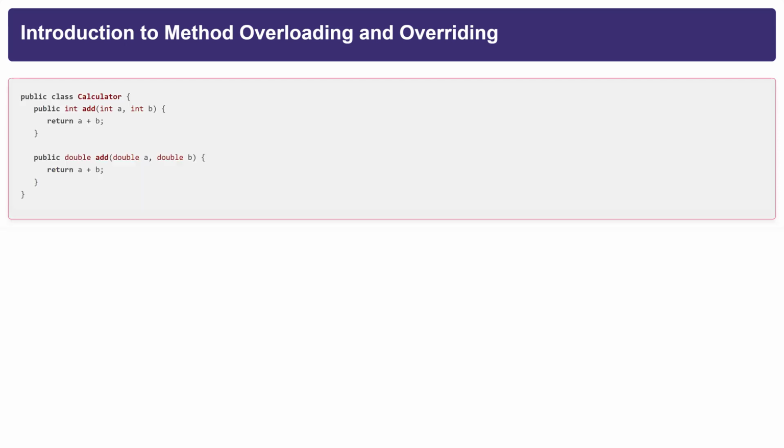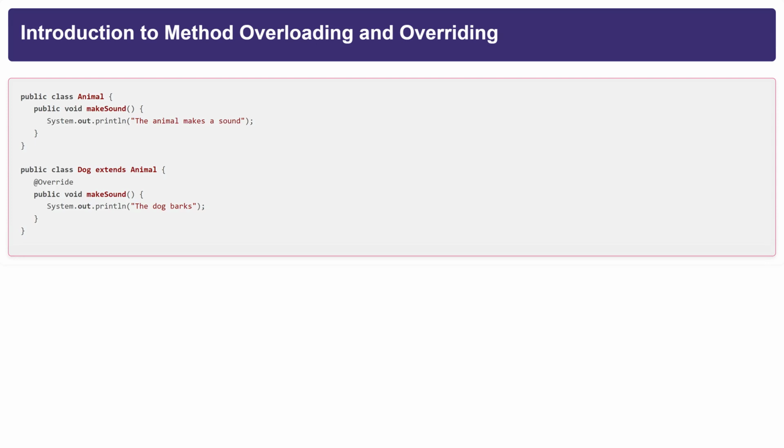In this example, the calculator class demonstrates method overloading. It has two add methods, one that accepts two integers and another that accepts two doubles. Both methods have the same name, add, but differ in their parameter types. This allows for flexibility in using the add method with different data types.